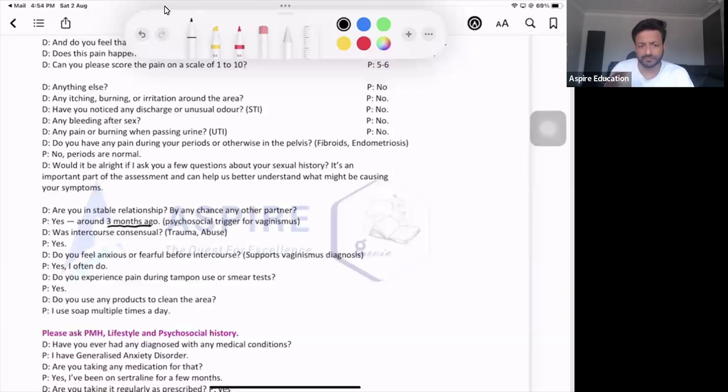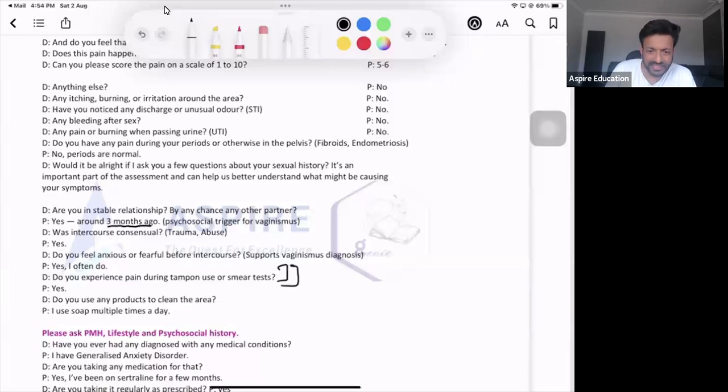You can also ask if the intercourse is consensual or not. If it is not consensual, then obviously it can lead to pain as well. But if it is consensual, it's less likely. But you are trying to rule out the trauma or abuse here. Yeah, that's very important. Do you feel anxious? Do you feel discomfort during tampon use or smear test, for example? So you can ask those questions.